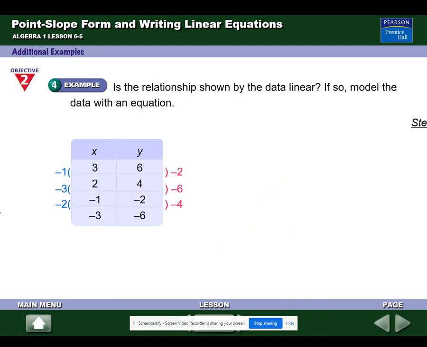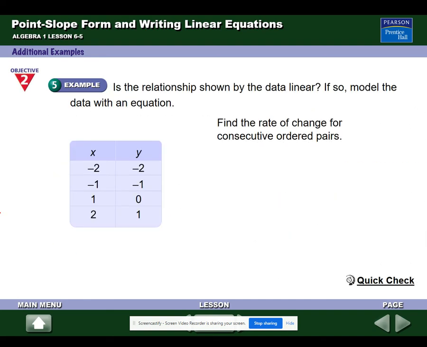Okay. All right, I'm going to roll ahead to example 5, and then we'll come back and do example 4. It says, is the relationship shown by the data linear? If so, model the data with an equation. So what you would need to do to show that this is linear would be to calculate a slope and see if they actually lie on the same line. And you'll see that they do this in an interesting way.